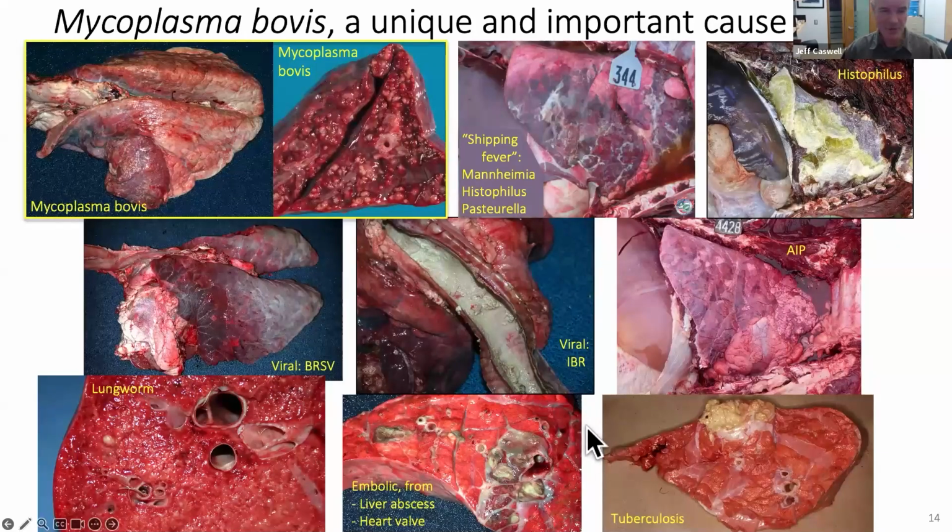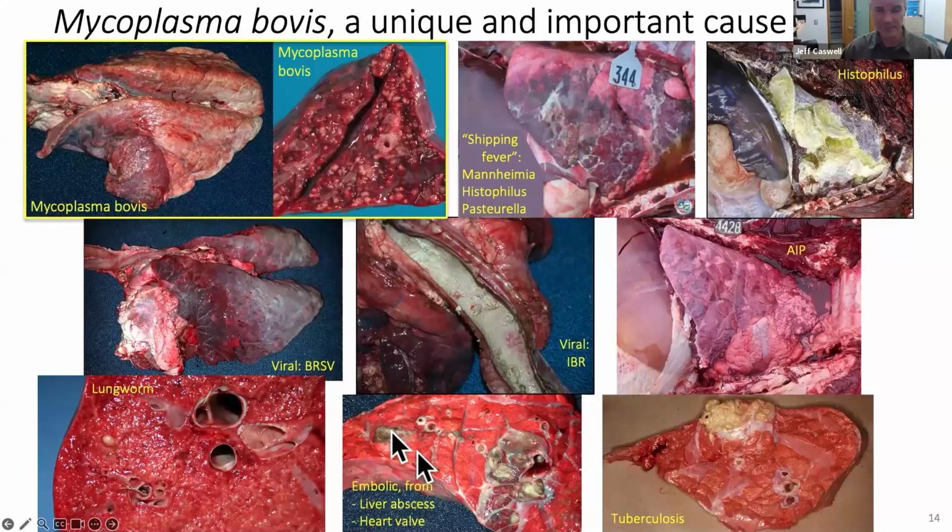At the bottom, a few causes of respiratory disease that are a little bit less common in Ontario. Lungworm, this is a section of lung, and you can see coming out of this airway or bronchus these little thread-like worms. We don't see this disease very commonly in Ontario, but I know that it is present, and my suspicion is that it's more common than we give it credit for, but certainly not a common cause of respiratory disease in cattle in Ontario.